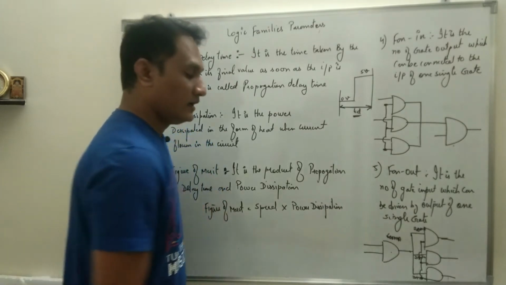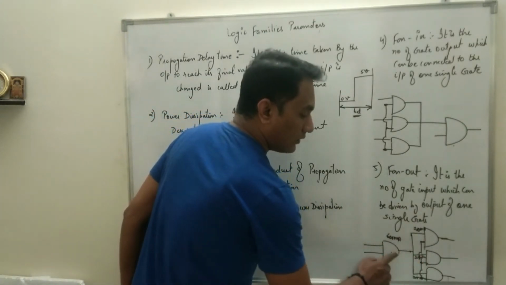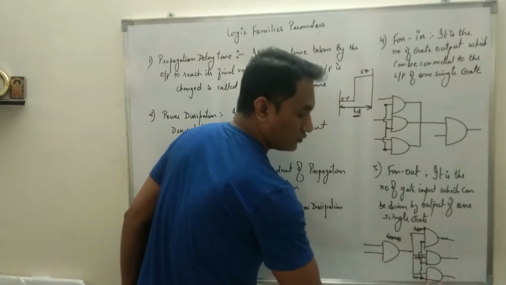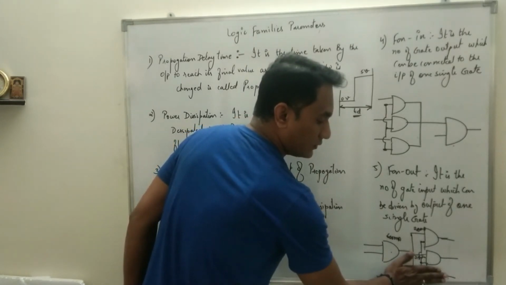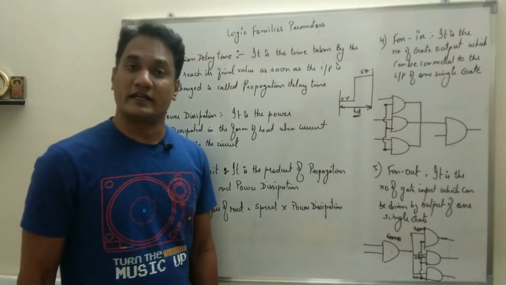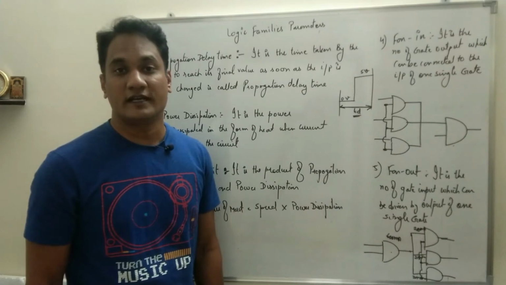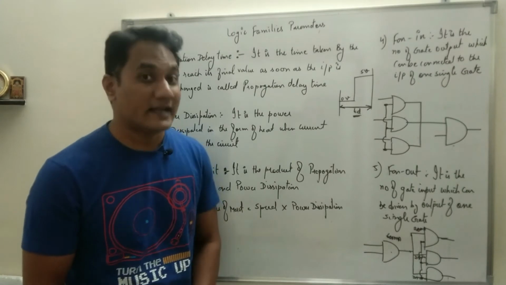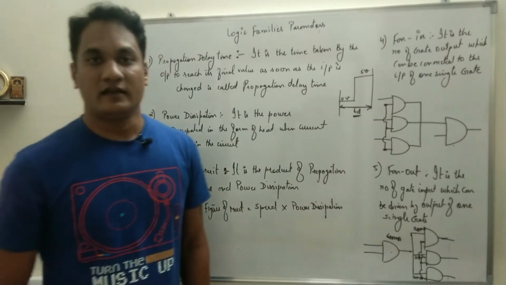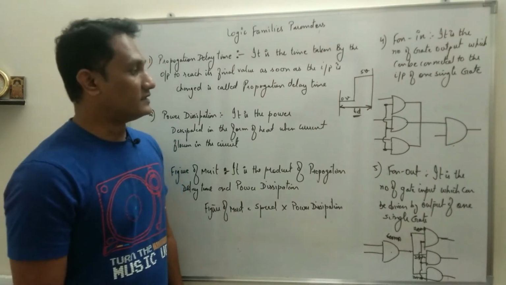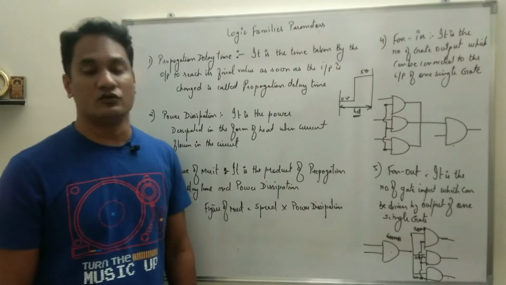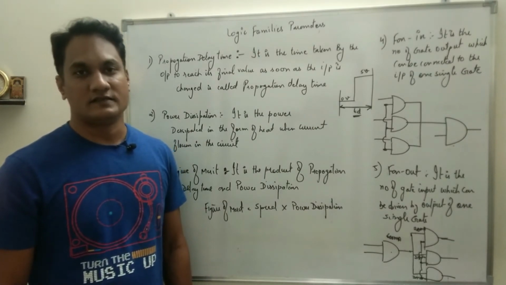So there is a limitation on how many gate inputs should be driven by the output of one single gate. To avoid that, we will remove one gate, so the output of one gate will now drive two gates. Then enough current will be given to the gates, and they will switch from 0 to 1 or 1 to 0. So that rating is called the fan out rating of the logic family. So these are the few parameters on which we will do the comparison of TTL and CMOS.